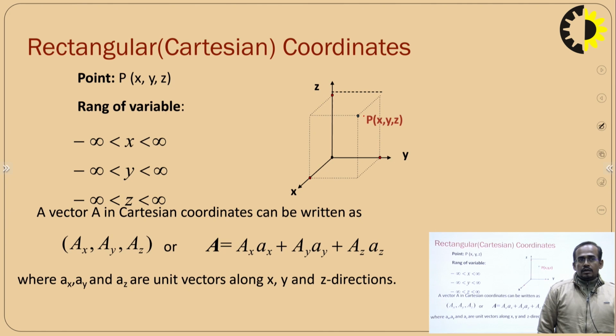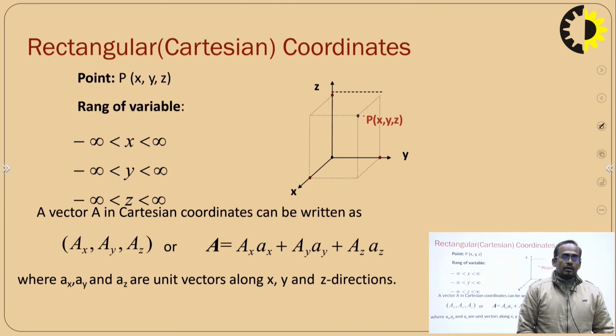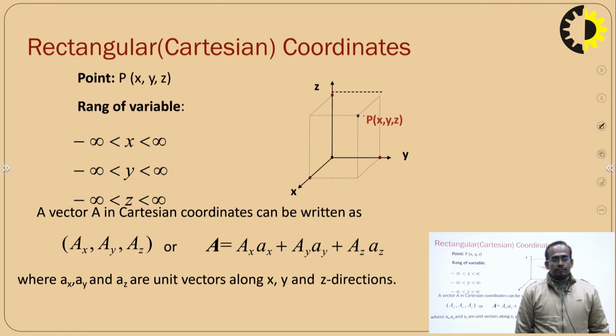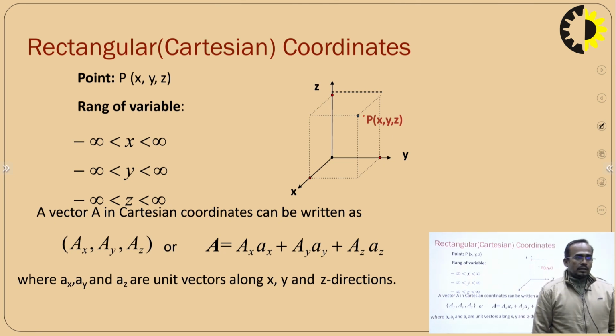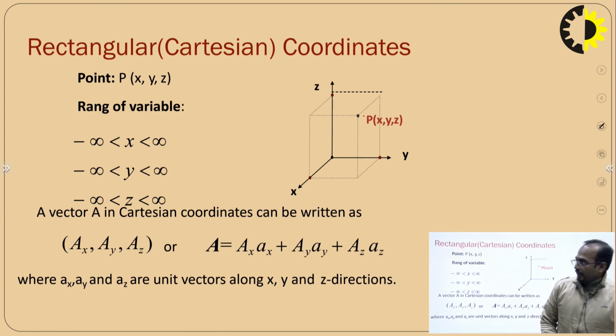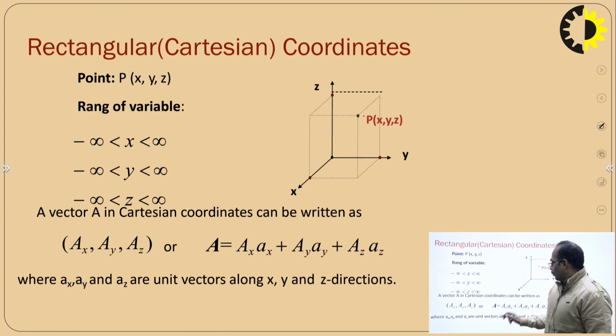So, for the point P whose coordinates are x, y and z, the range of these variables will be minus infinity to infinity. Now, consider a vector whose magnitude in the x, y and z directions is Ax, Ay, Az. So the vector A for this will be Ax a_x plus Ay a_y plus Az a_z.